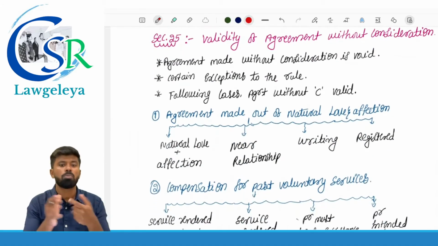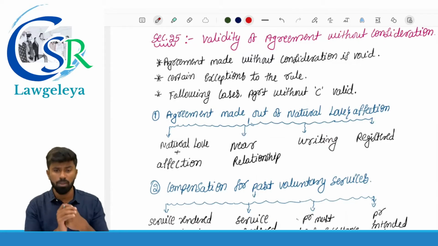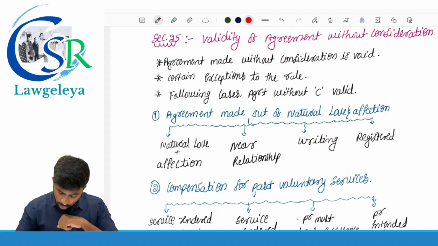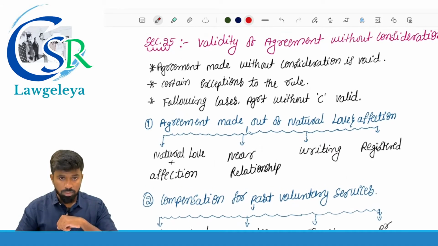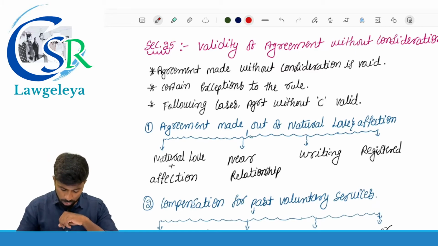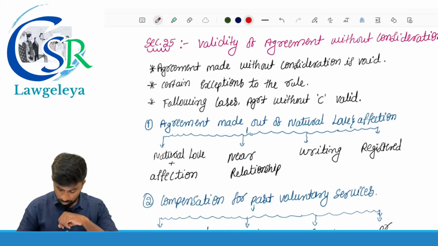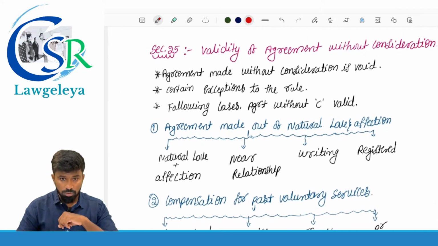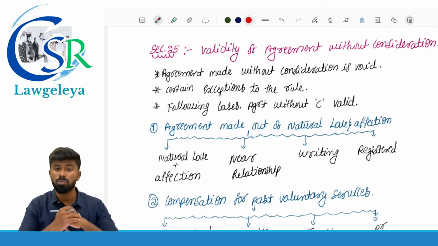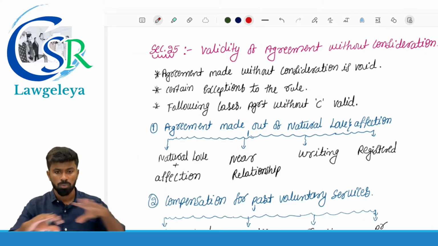Then we have the 2 important rules, section number 25 and the privity of contract. Section number 25 provides an important one based on which they can ask questions in the examination. Section 25 clearly provides that any agreement without consideration, valid or void? Void. Keep this in mind. Any agreement without consideration, void.